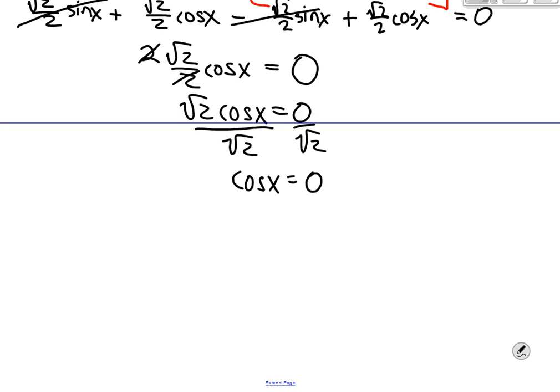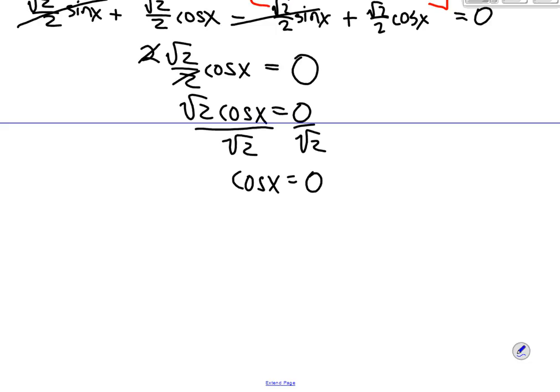Now, I just want to say for the record that maybe it would have been cosine x equals the square root of 3 over 2, or equals 1/2, or anything cosine could be on that table, right? Positive or negative. So in this case, it just turns out that it's 0.